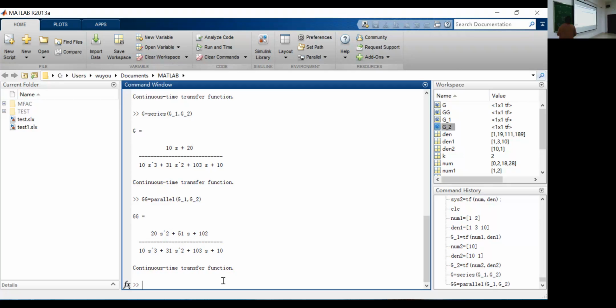G1 minus G2. First, you should write the transfer function in the forward path. What is the transfer function in the forward path? G. Forward means from input to output. G1 is the transfer function listed in the forward path.